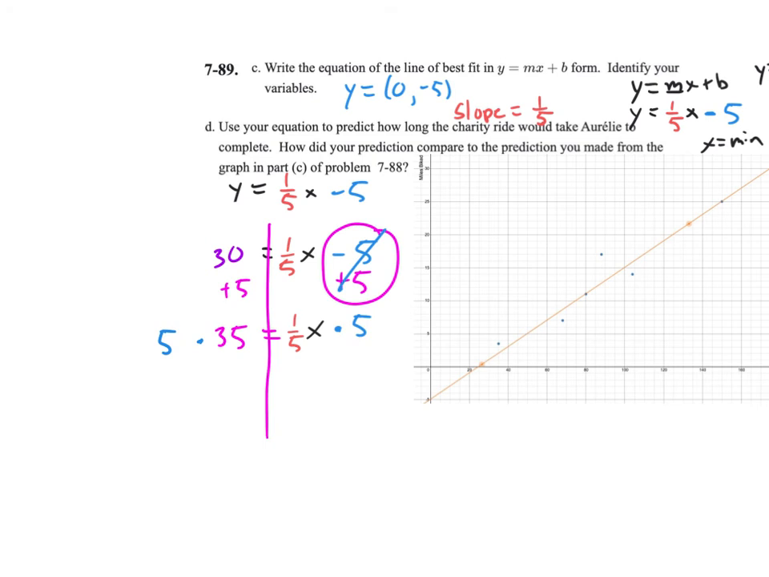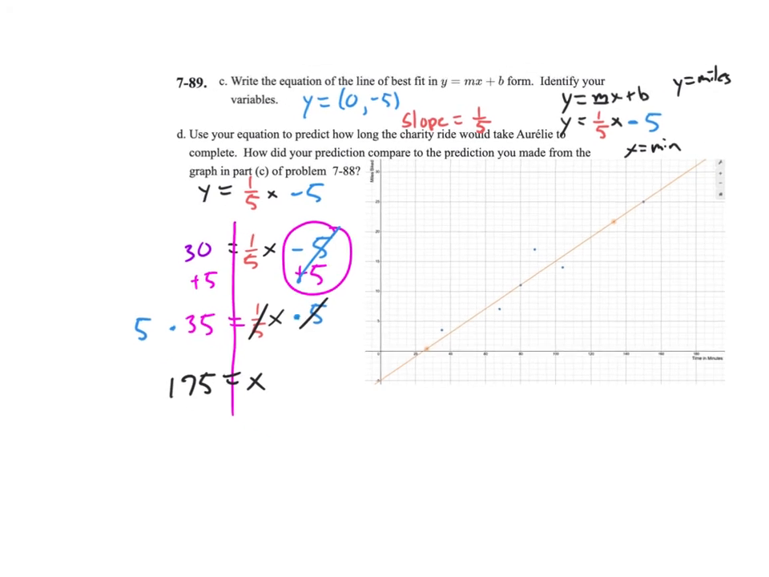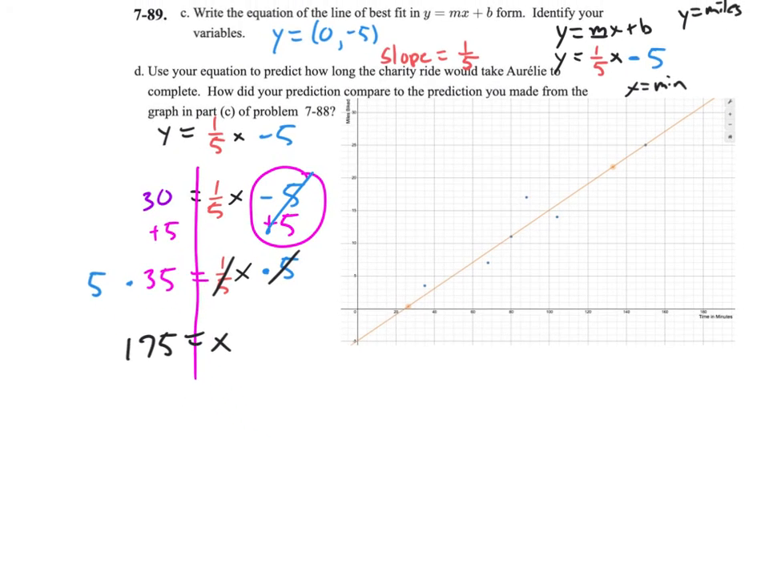So I'm going to multiply by 5 on both sides. 1/5 times 5 is just 1, so I'm left with just x. These two things will cancel. And on the other side, I've got 5 times 35, which ends up being 175. So that's right in the range of what we talked about with that first line of best fit, where I said about 170 to about 175. We came up with the exact number of 175 minutes.